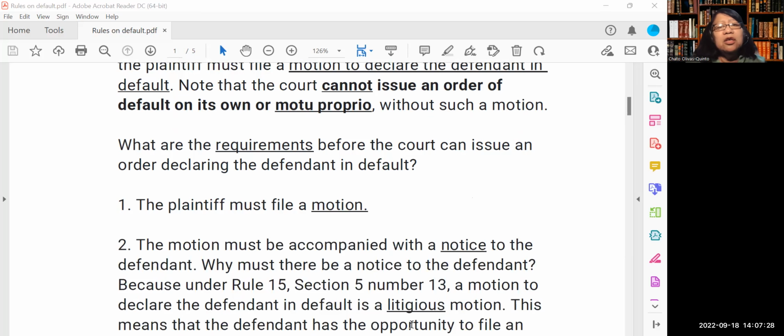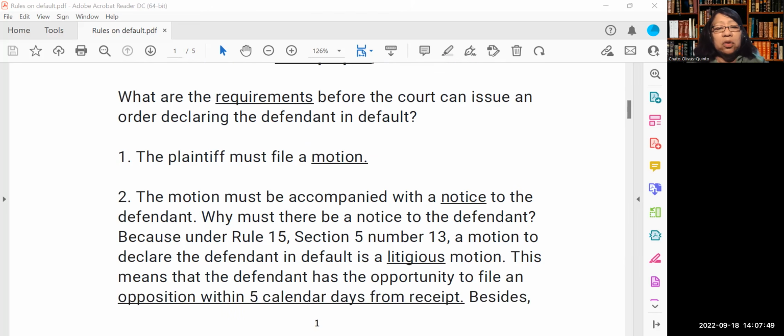So, ano ang mga requirements bago makapag-issue ang court ng order declaring the defendant in default? Number 1, the plaintiff must file a motion. So necessarily, it has to be a written motion. And this is considered one of the litigious motions mentioned in Rule 15 of the Rules of Court.